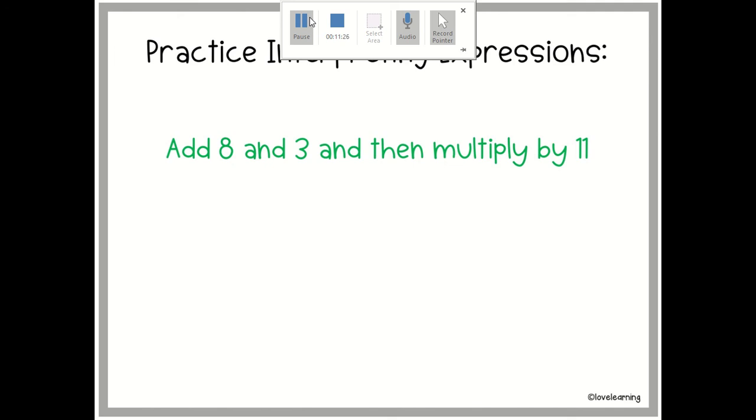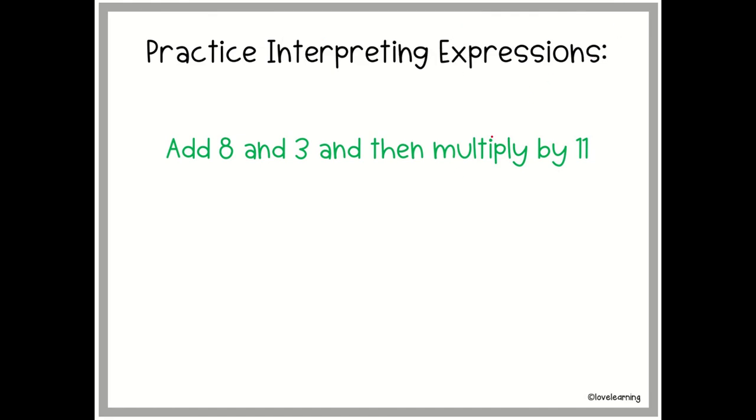Okay, so our first one is add 8 and 3 and then multiply by 11. I have to read this very carefully. I see that it tells me to add 8 and 3 and then multiply. So that word right there, then, is very important. So I would first want to write my expression. I know that I'm adding 8 and 3, so I could go ahead and write 8 plus 3.